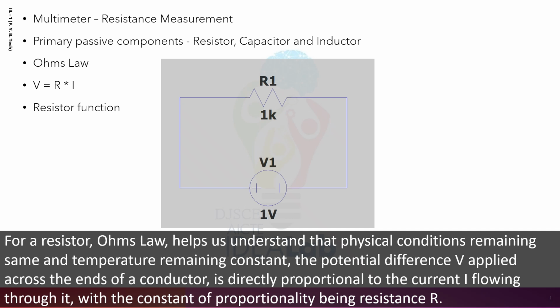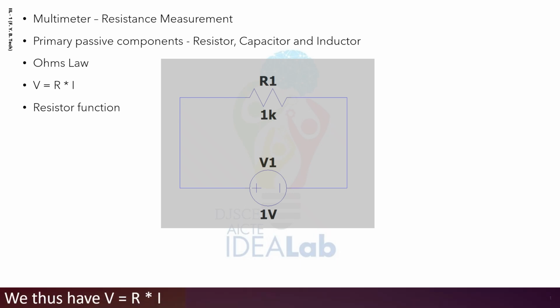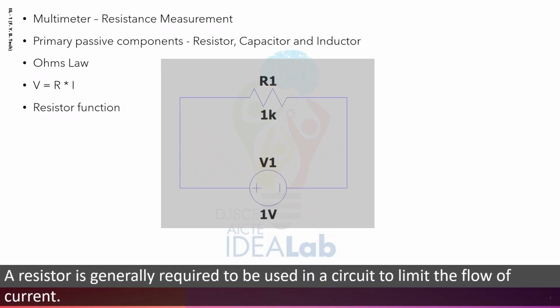the potential difference V applied across the ends of a conductor is directly proportional to the current I flowing through it, with the constant of proportionality being resistance R. We thus have V is equal to R into I. A resistor is generally required to be used in a circuit to limit the flow of current.